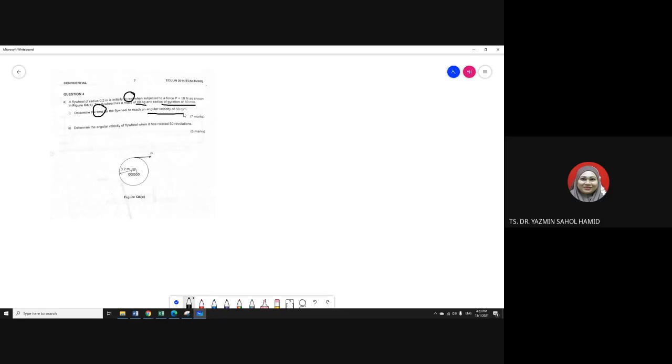This is 7 marks. So how are we going to solve this question? They ask you to calculate the time. Remember, I have mentioned there are two principles that we can use to solve problems related to rigid body: one is the principle of linear impulse and momentum, and the other is the principle of work and energy. Which principle do you want to use?